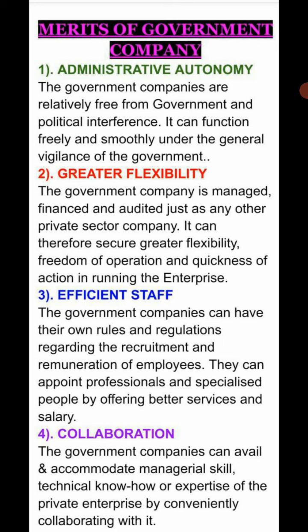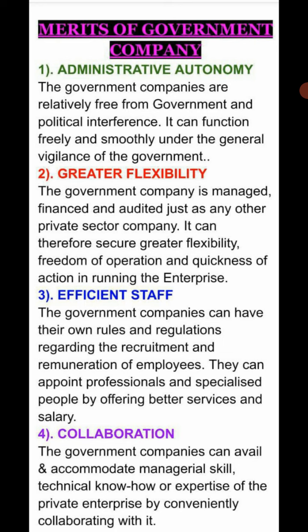The next merit is efficient staff. As they are financed by the government and can also have borrowings in their own name, they do not have any shortage of resources, and by providing a higher amount of resources they can appoint efficient staff for the proper working of the government company.